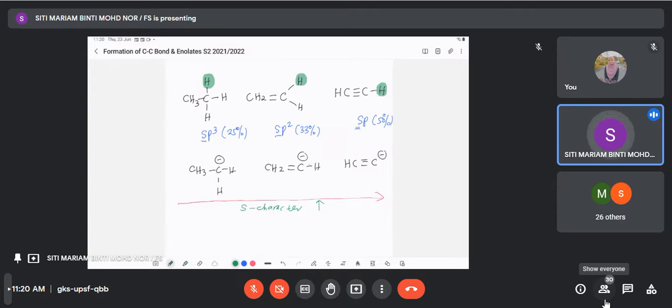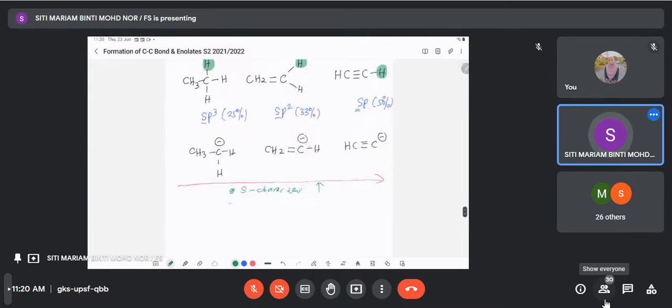Everybody knows the S orbital shape is spherical, centered on the nucleus. Because the shape is spherical, the electron in the S orbital is very, very close to the nucleus. So the point here is that the electron is more close to the nucleus, because if you compare S with P, S has a spherical shape.